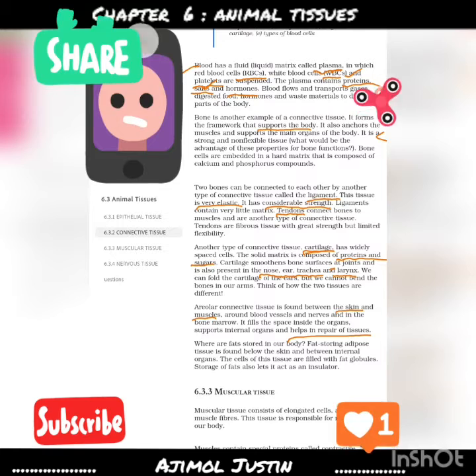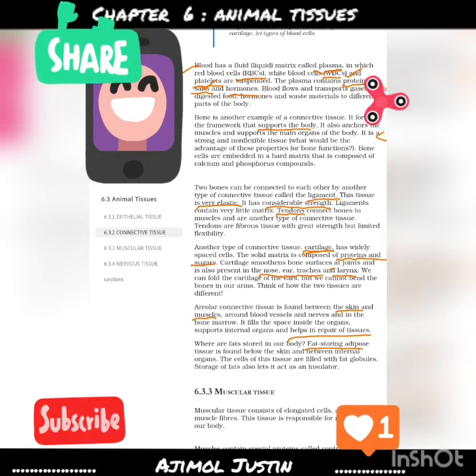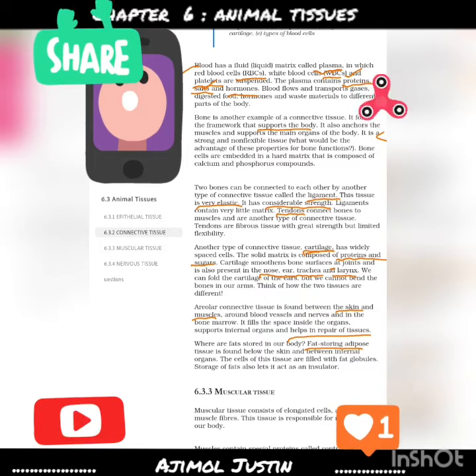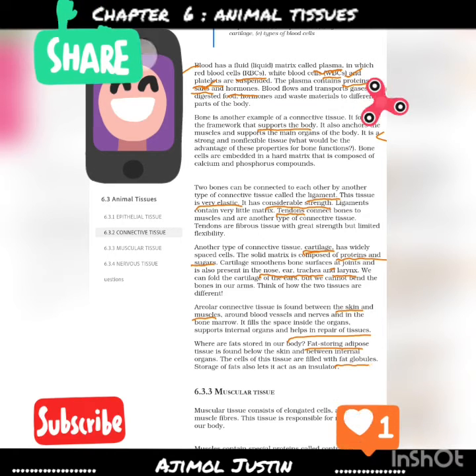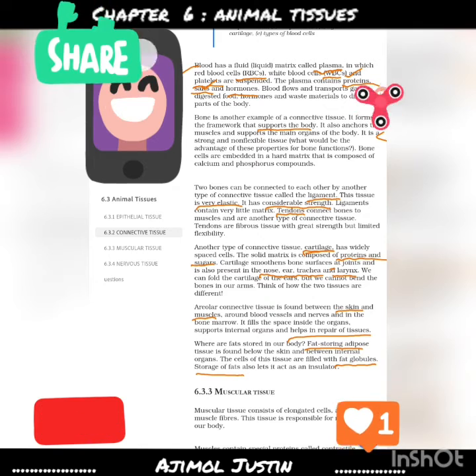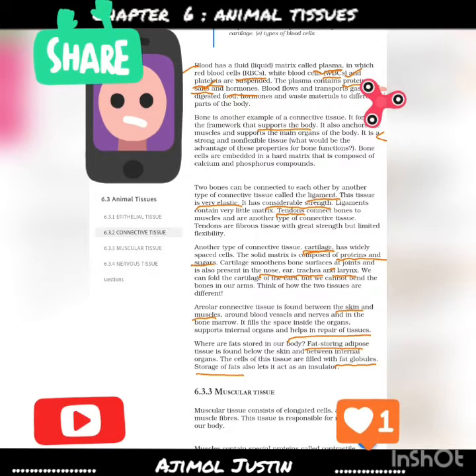Now the last type was adipose tissue. Very good. So fat storing adipose tissue, as I said earlier, is found below the skin and between the internal organs. So these tissues are filled with fat globules. It helps in storage of fat, right? So what is the function of storage of fat? If fat is stored under your skin, yes, very good.